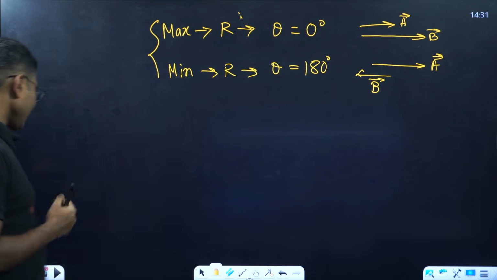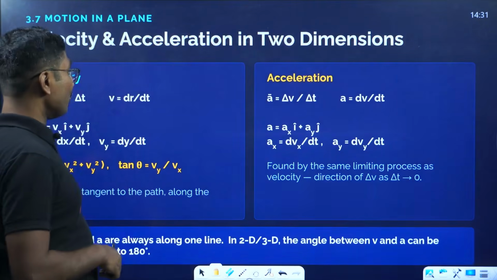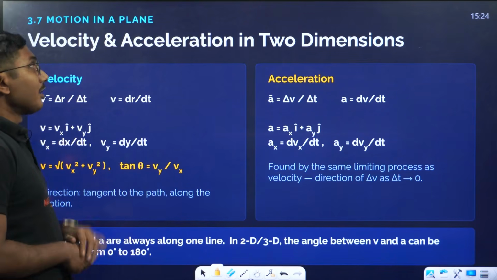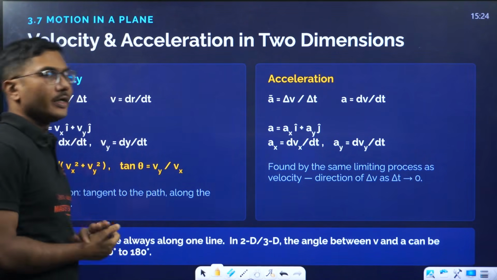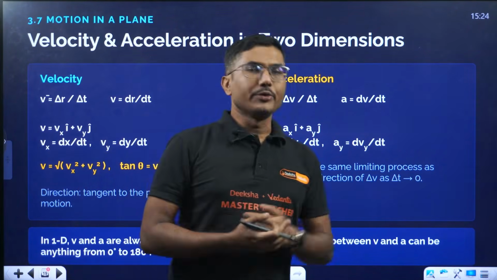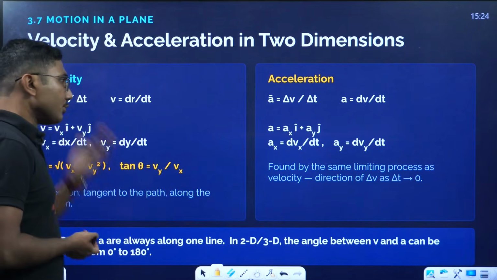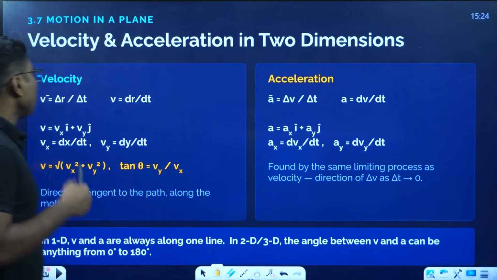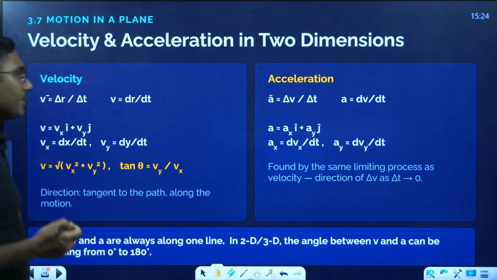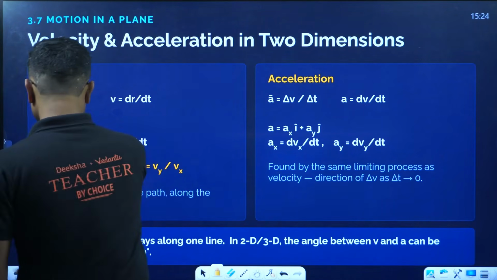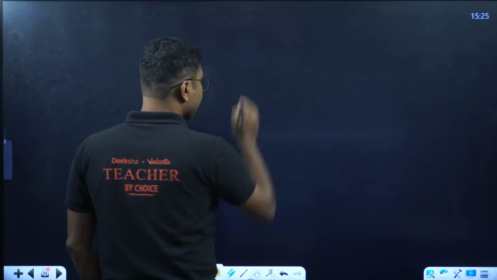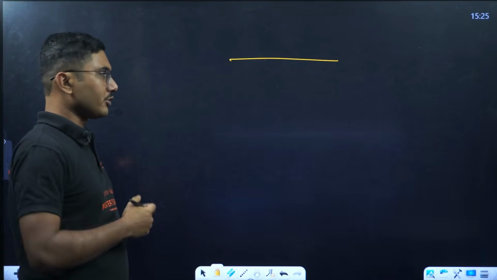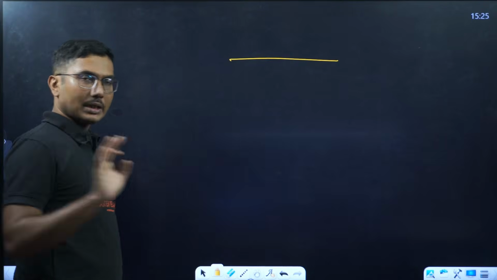Right, now let's move on to velocity and acceleration in 2 dimensions. Velocity and acceleration we have learned in 1 dimension, right? Now we will learn how to use the same concepts of velocity and acceleration in 2 dimensions. So what is 1 dimension? In 1 dimension, the object is moving, suppose, in a straight path, that is motion in 1D. All the equations of motion that we have learned are applicable for this.